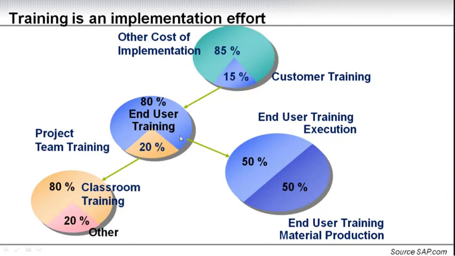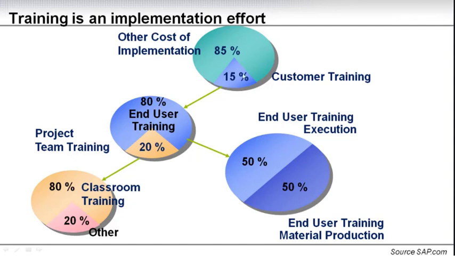And out of the training, approximately 80% is related to training your end users, and only 20% to training your project team. Depending on how mature your project team is, it might even be less. Out of the project team training, normally it is classroom training, a small portion, and then you might have on-the-job training. But more interesting in the big picture is the end user training.